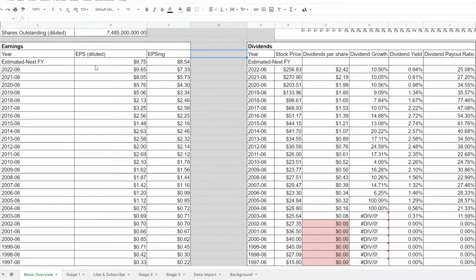Over here, you can see the details on earnings, and this column here is the earnings per share diluted. That's what you find on the income statement. This one here is the earnings per share Modern Graham, EPS MG. That is my weighted average of the last 5 years of earnings, which helps to smooth out the business cycle to make it an easier picture on what is happening with earnings over time. And you can see that that has been rising as well.